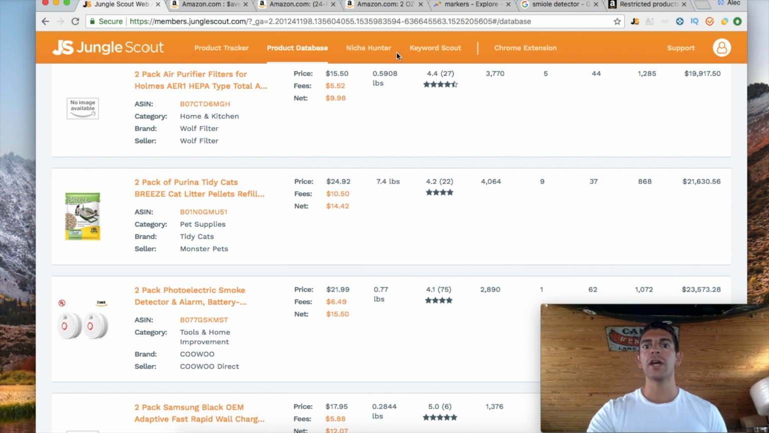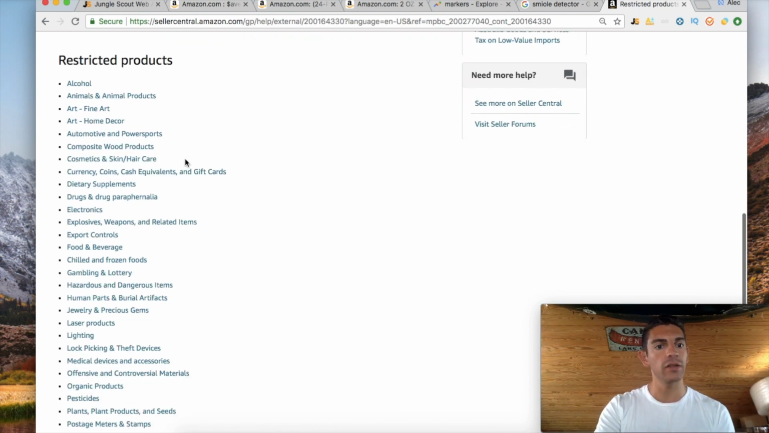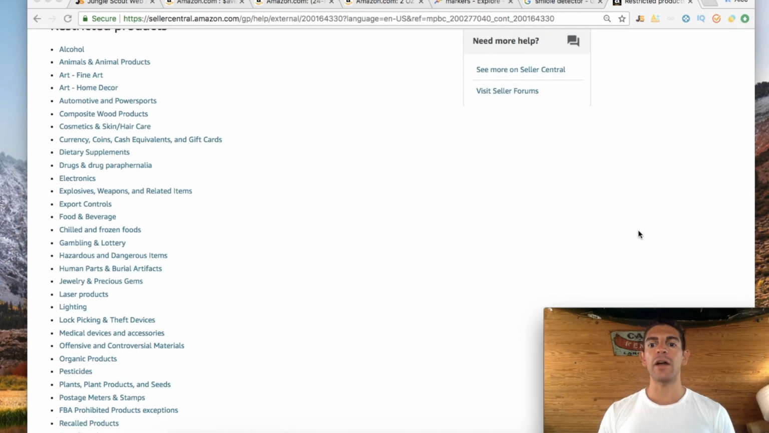So you must check. You could check on Amazon. Just Google and search Amazon restricted products, and you come to a page like this where you could search. Making sure your product is not restricted is an extremely crucial part. You don't want to get into something that's restricted because it could lead to a loss of thousands of dollars.